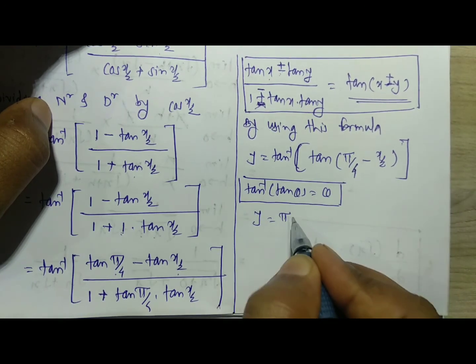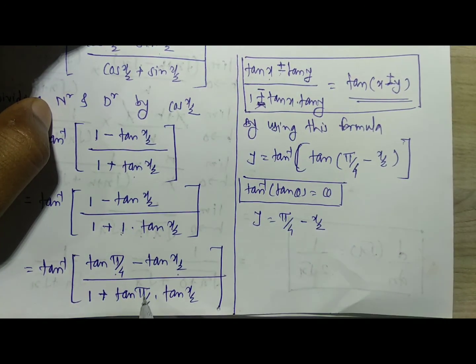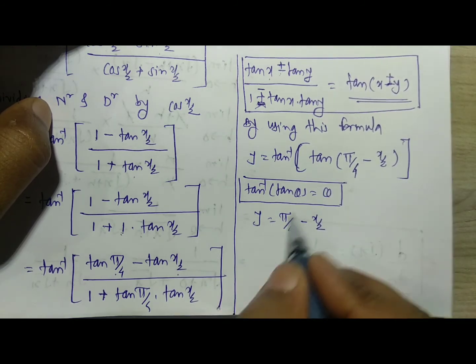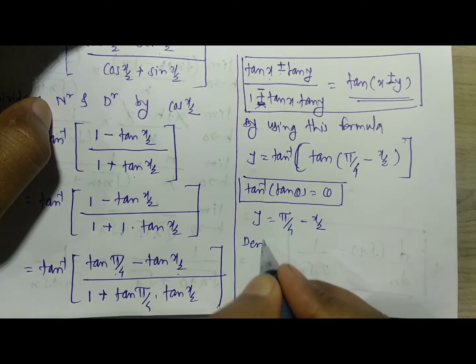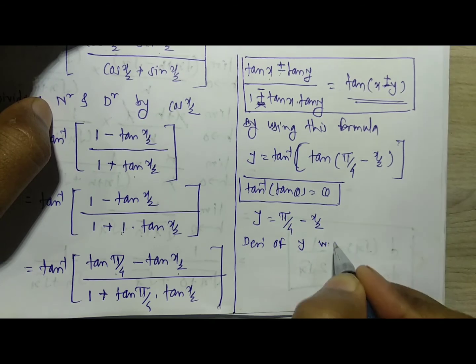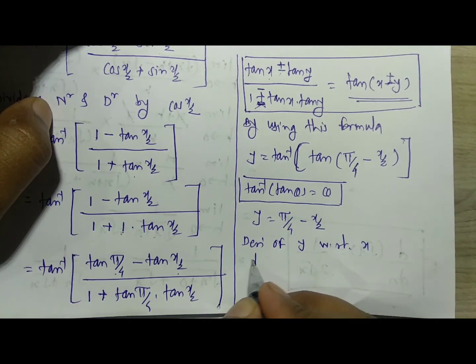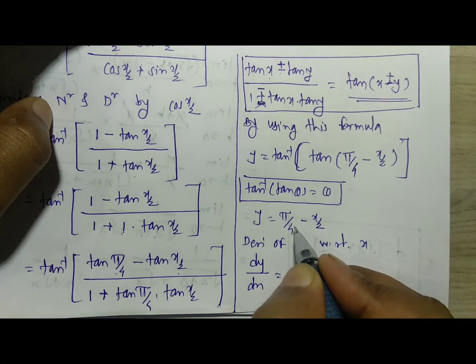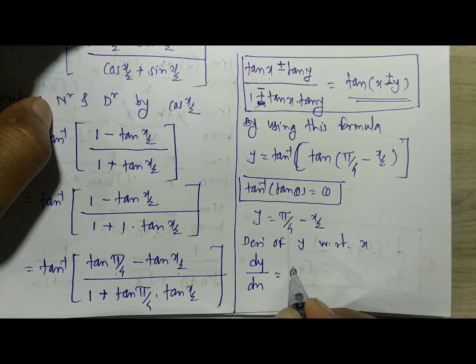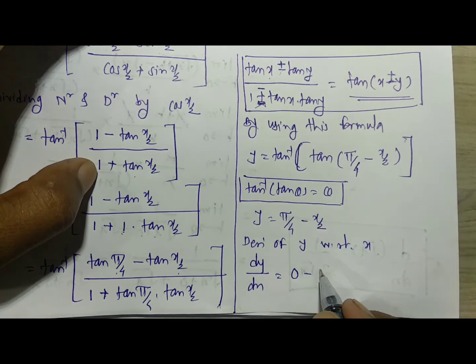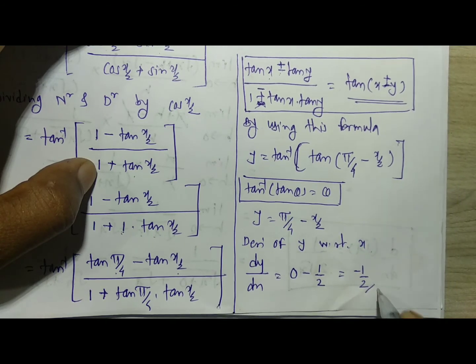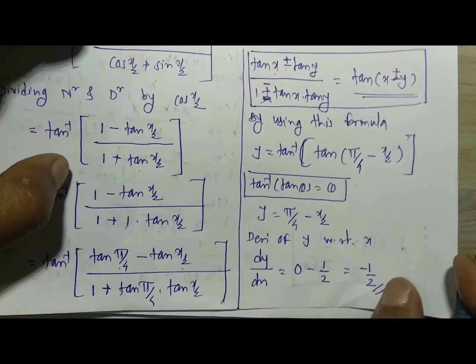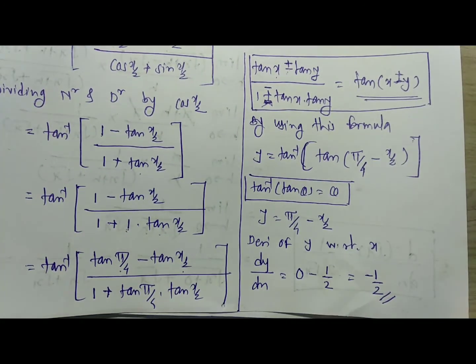y is equal to pi by 4 minus x divided by 2 here, and now the function y is very simplified. By direct consideration, the derivative of y with respect to x, dy by dx, is equal to: pi by 4 is a constant, therefore its derivative is 0, minus the derivative of x/2, which is 1/2. So 0 minus 1/2, that means you will get minus 1/2. This is the derivative of that function.